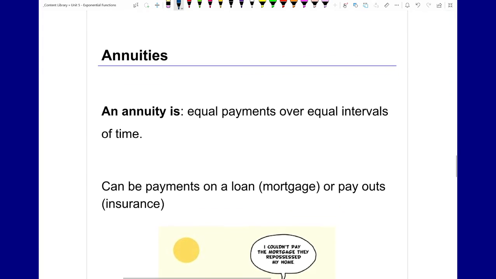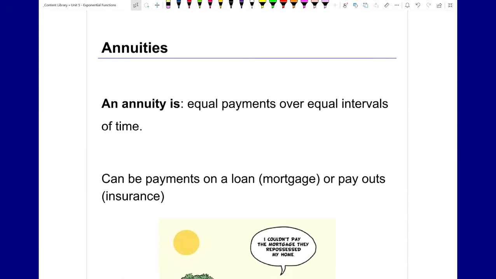Now this is more helpful with annuities, because what an annuity is, is equal payments over equal intervals of time. So basically we're putting in regular payments. This could be payments on a loan, like a mortgage where we're putting money in or depositing money, or it could be payouts, like insurance, where we're being paid out a certain amount every month or whatever the case may be.